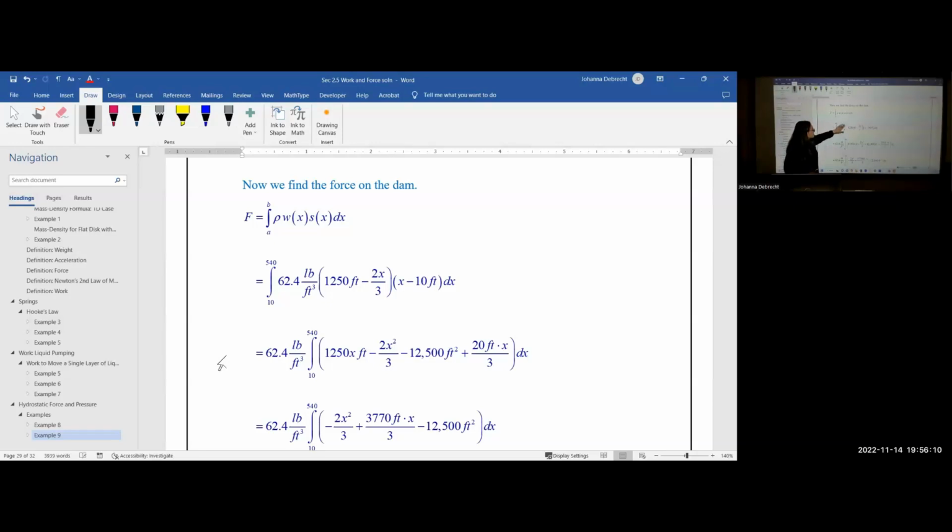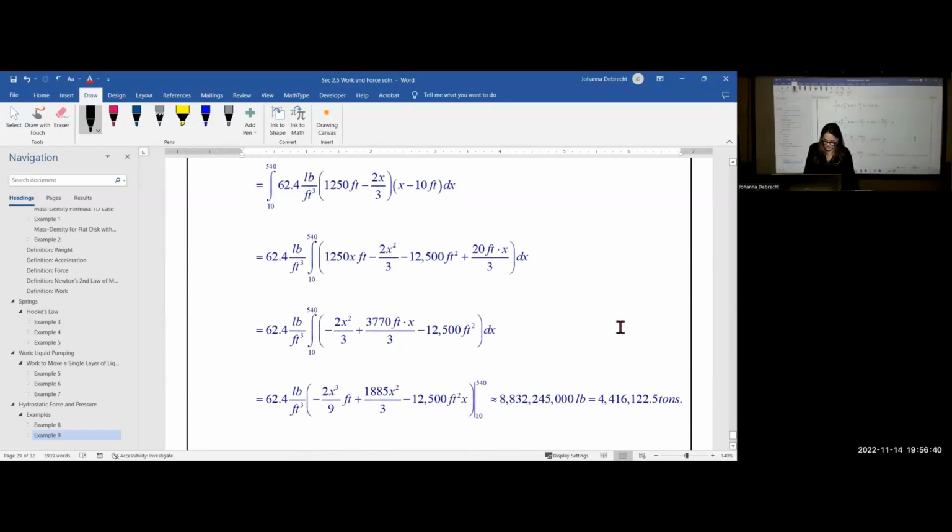This is the weight density of water, 62.4 pounds per cubic foot. That's rho. Here's my expression for the width of each strip. And then I need to multiply by the depth of the water. So this is from the surface coming down. So this is X minus 10, because the surface of the water is 10 feet below where X starts. And then, of course, you just multiply it out, then integrate, do a little work. You may want to pause the video so that you can get all of this written down. And you end up with this massive, massive amount of force.